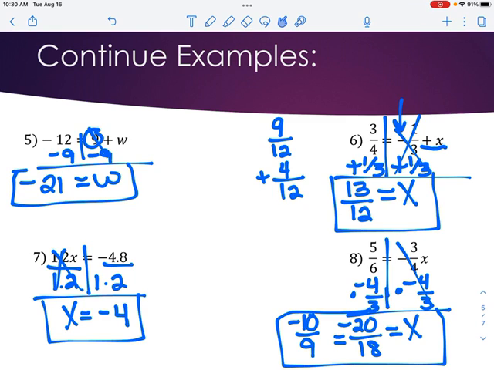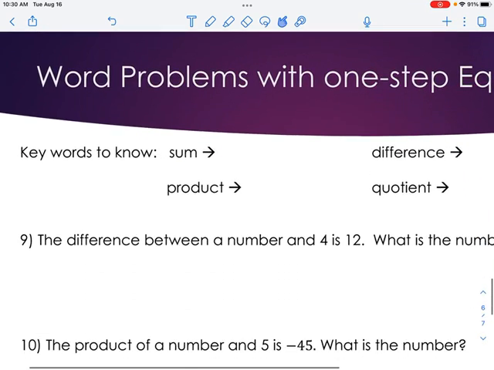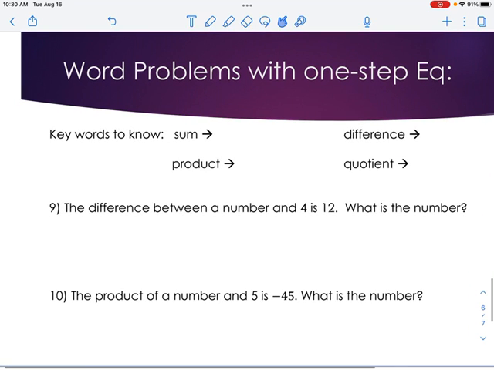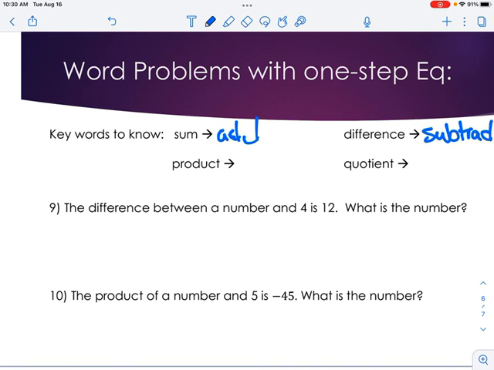Okay, so that is how we solve one-step equations. Now, what else can we do with one-step equations? Well, sometimes we see them in a word problem or a story problem, however you want to phrase that. And we just need to know some key words sometimes. So some of the key words to know are sum, which means we are adding. It is the answer to an addition problem. Difference, which is the answer to a subtraction problem. Product tells me I am going to be multiplying, and quotient tells me I am going to divide.